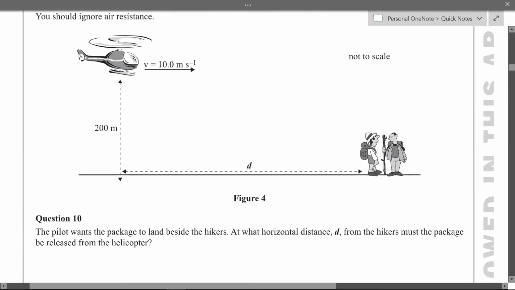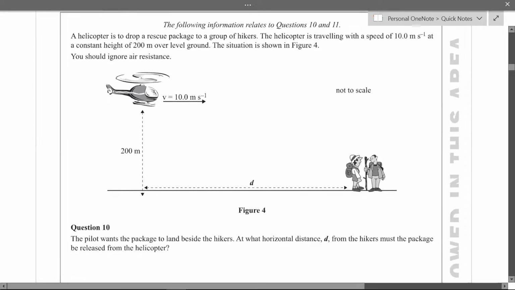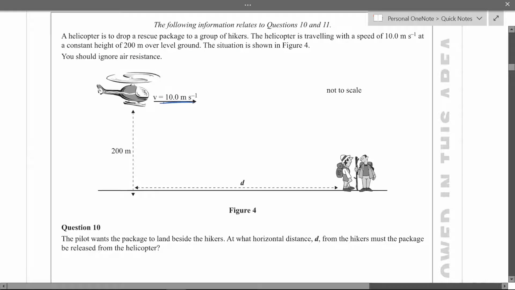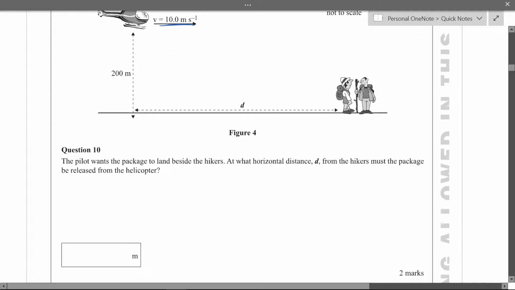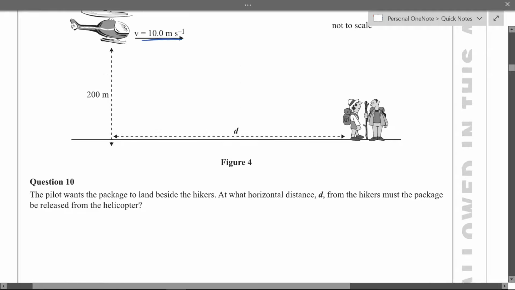Next question. There's a helicopter dropping a rescue package. It's traveling with this velocity and it's 200 meters above ground. What horizontal distance from the hikers must the package be released? There are two parts to this question. You have to figure out the time it takes for the package to drop, and then you have to consider that because that will determine how far back they should be.